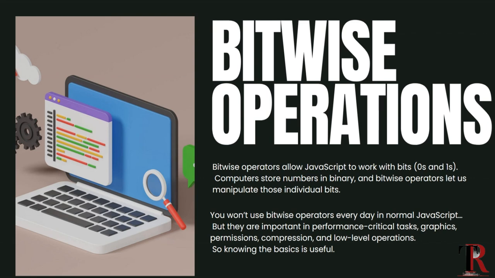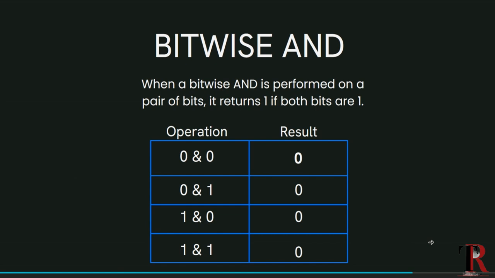So let me quickly show you how. I'll start with AND, so that you have an idea of how these binaries are combined. When a bitwise AND is performed on a pair of bits, it returns one if both bits are one. Which means that when you combine one and one, you get one as a result. But when you combine something that is not one with one, you definitely get the opposite.